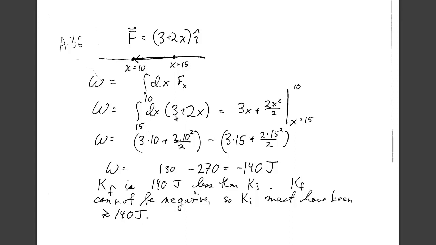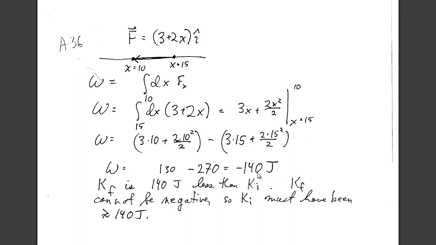The integration itself, since we're integrating a polynomial, gives us 3x plus 2x squared over 2, evaluated from 15 to 10. We set up the evaluation. The evaluation is the final value of the function minus the initial value of the function. The final value of the function is the function evaluated at x equals 10. The initial value of the function is the value of the function at x equals 15. You turn the crank, and out comes the total work done, negative 140 joules.